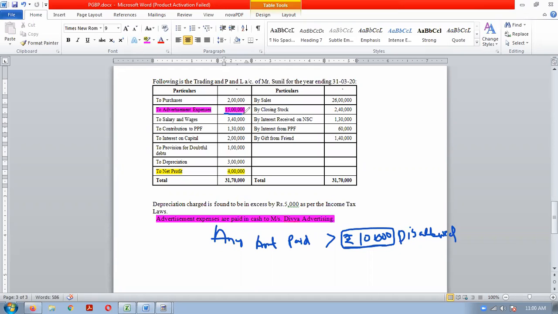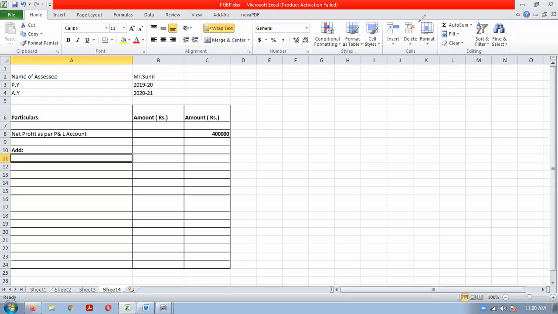Here in this case, advertisement expenditure is an allowed expenditure because advertisement is a business related activity. But since here 15 lakhs is paid in cash, this is a very important thing. That's why we will have to disallow this 15 lakhs. Disallow means we will have to add back this expenditure. Why we are adding back? Reason is it is paid in cash.